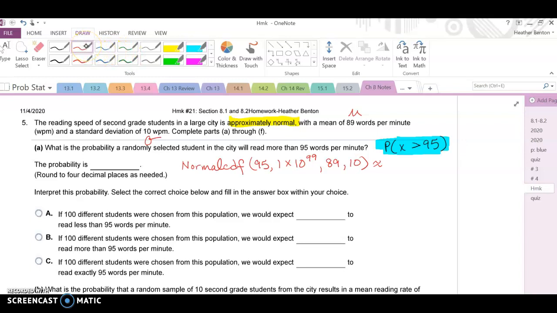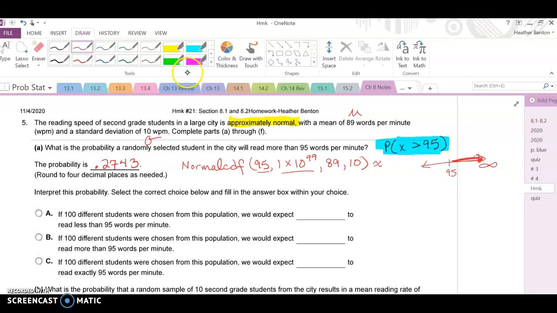Because they do give us the population mean and standard deviation, we are going to go ahead and say 95 is our lower. We want everything greater than that, so we know that's 95 and out here to infinity. Infinity we're going to call 1 times 10 to the 99. 89 is our mu, and 10 is our sigma, our standard deviation. And that probability comes out to be, when I put that in my calculator, 0.2743. It's 0.27425, but that rounds up to 3 to the nearest 4 decimal places.